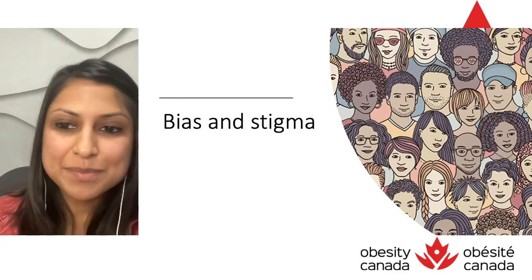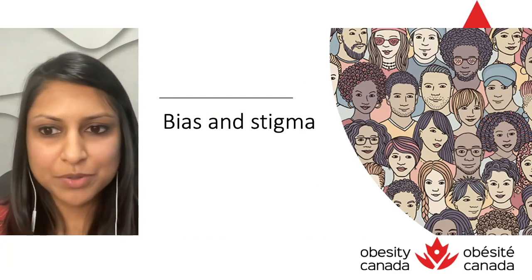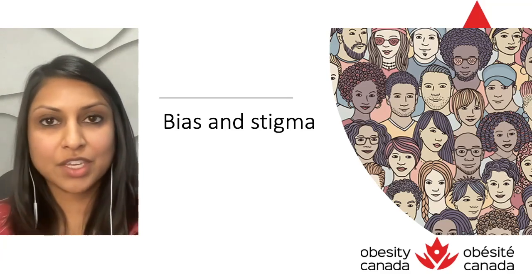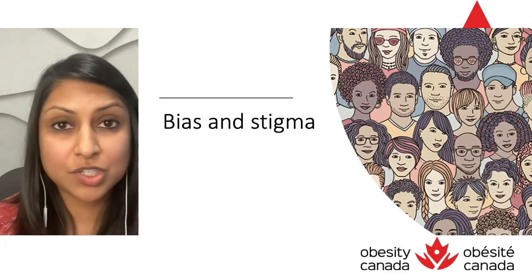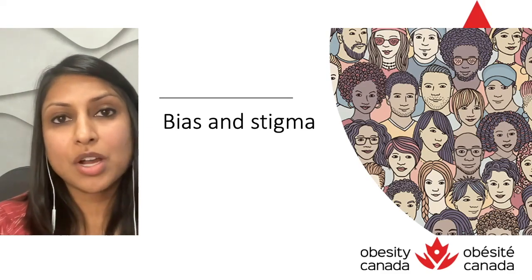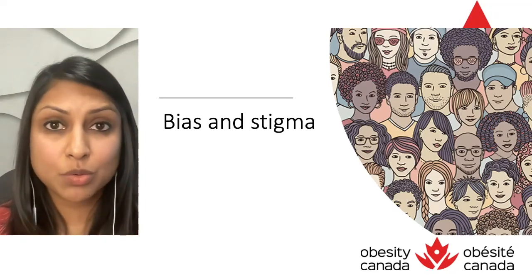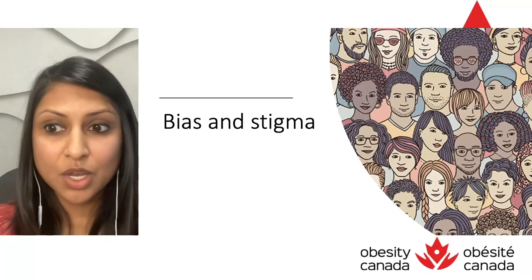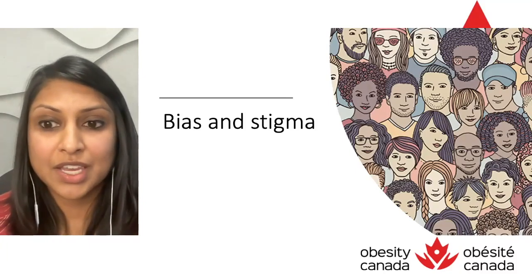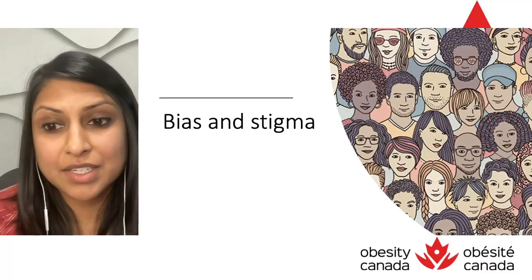My last quick point is about bias and stigma. We know that other people have bias and stigma around people with obesity. They treat them differently. They offer them less opportunity. They make them feel less worthy. But this becomes a problem when people with obesity believe it themselves. This is the concept of internalized weight bias. When we start to believe that we don't deserve treatment, we stop advocating for ourselves, we stop speaking up, and we stop improving our access to treatment.